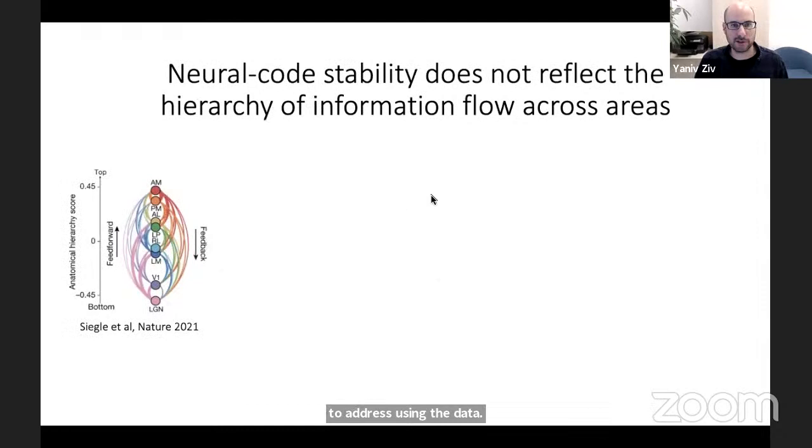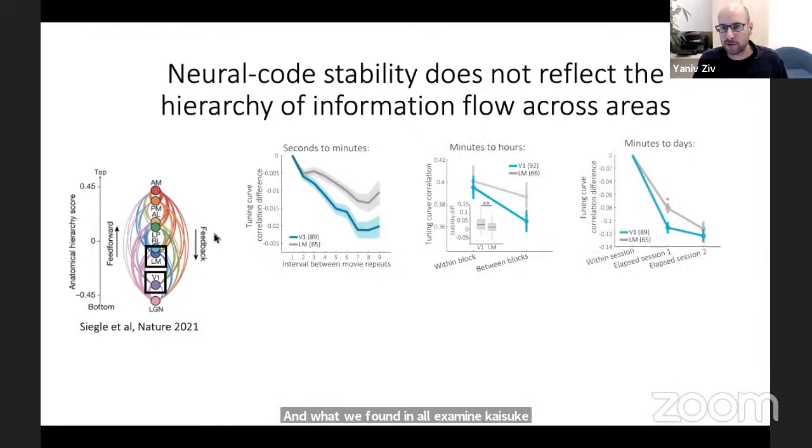So to address this question, we compare the drift occurring in V1 and its downstream area LM. Both of them are situated anatomically close to each other and present a similar reliability of tuning. And what we found in all examined timescales, minutes to hours and minutes to days, this is neuropixels data and this is calcium imaging data, was that V1 actually displayed faster drift than its downstream area LM.